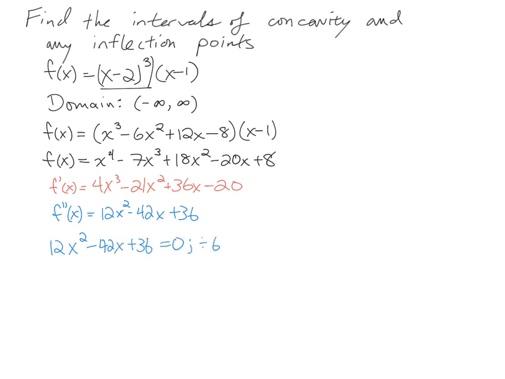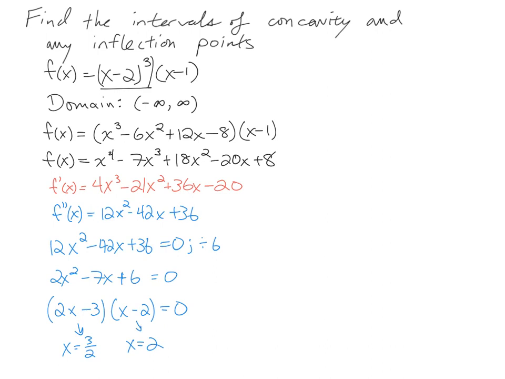I'm going to divide all terms by 6: 2x squared minus 7x plus 6 equals 0. Then I can factor this. It is quadratic. It'll be (2x minus 3)(x minus 2). And then that tells me that I get two critical values: x equals 3/2 and x equals 2.